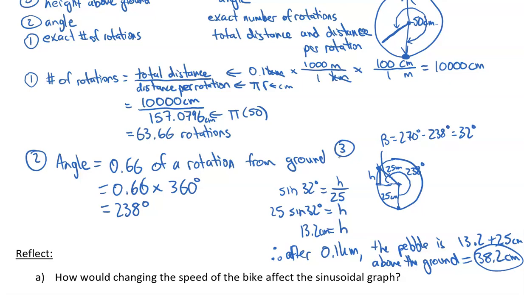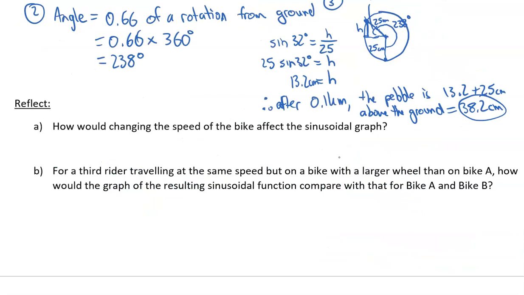We know how fast each of the wheels is moving, which is the same speed. And so the last thing that we're asked to do is simply reflect. How would changing the speed of the bike affect the sinusoidal graph? I want you to pause the video here, think about both these questions, and then when you've thought about them, come and see my answers.